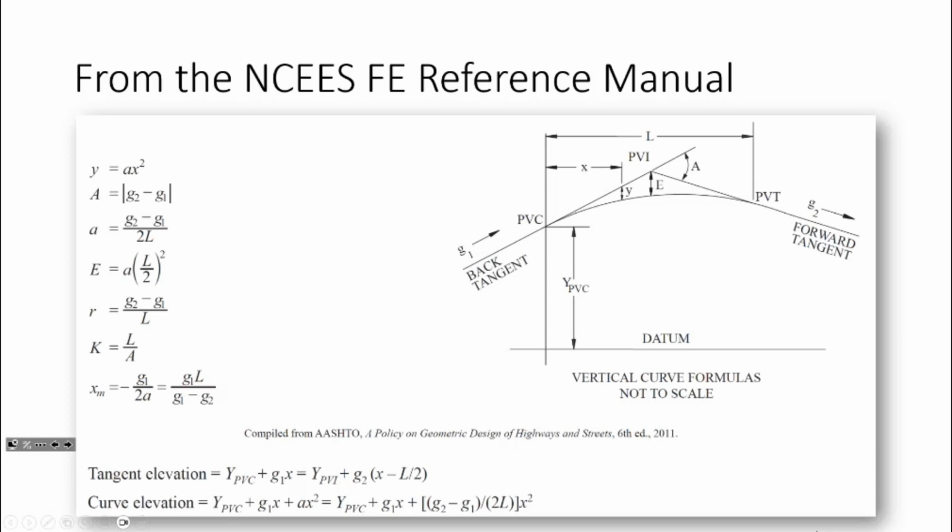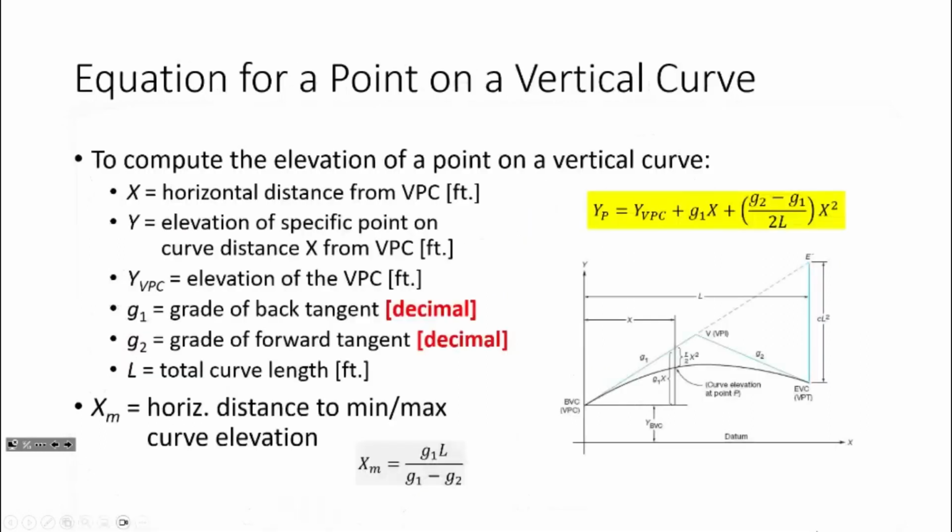One thing I will mention, though, is you will see some things here like this G2 minus G1, the absolute value of that, is this capital A, or G2 minus G1 over 2L is this lowercase a. So if you see some reference to that in your textbook or what have you, you'll see where that's coming from.